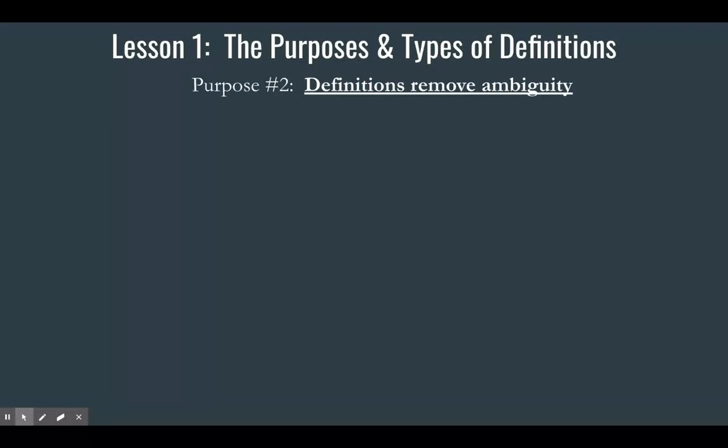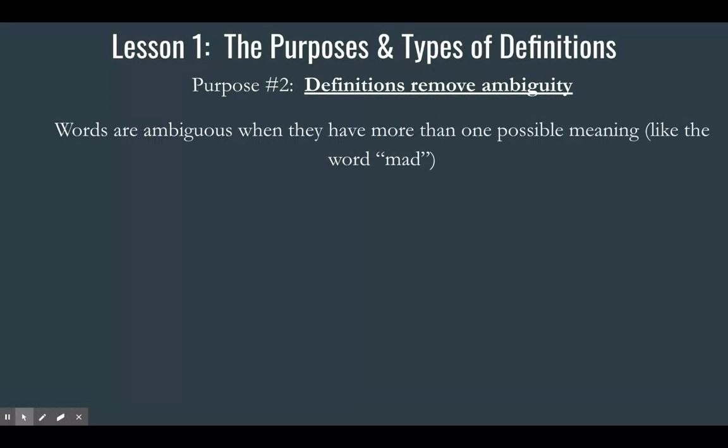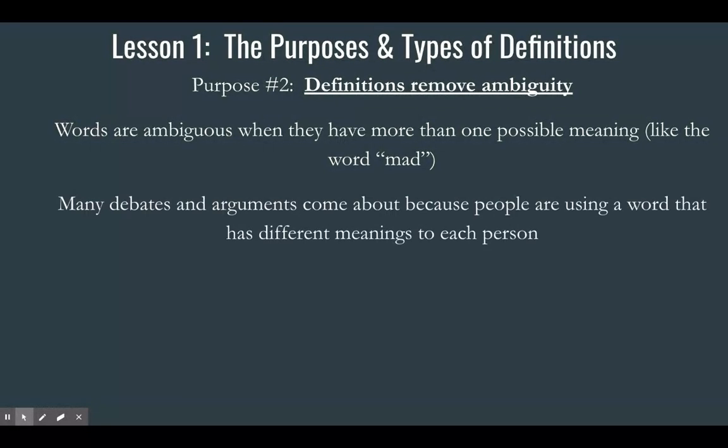The second purpose, definitions remove ambiguity. So words are ambiguous when they have more than one possible meaning. Like the word mad. McKeever said crazy. Ben said angry. They're both right because the word mad is ambiguous. It has more than one possible meaning. And so many debates and arguments come about because people are using a word that has different meanings to each person.